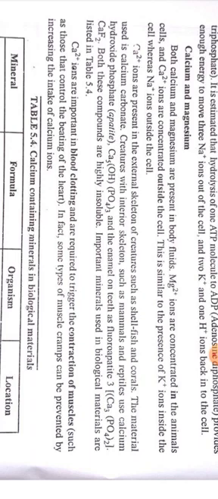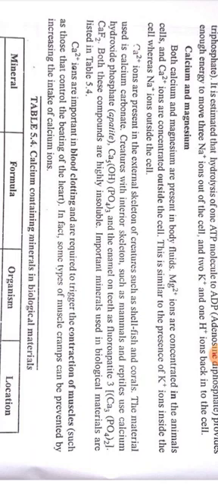Ca5(OH)(PO4)3, and the enamel of a tooth is fluoroapatite, 3Ca3(PO4)2·CaF2. Both these compounds are highly insoluble. Important minerals used in biological materials are listed in Table 5.4. Calcium ions are important in blood clotting and are required to trigger the contraction of muscles such as those controlling the beating of the heart.